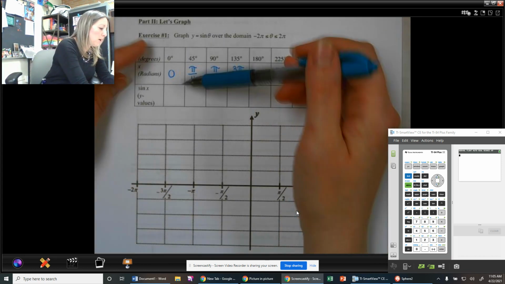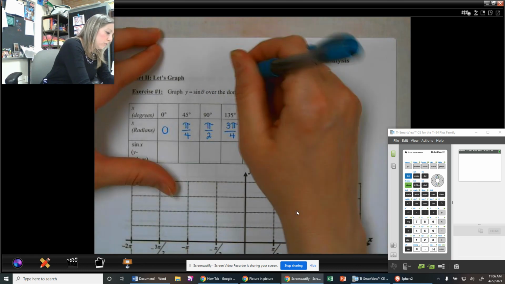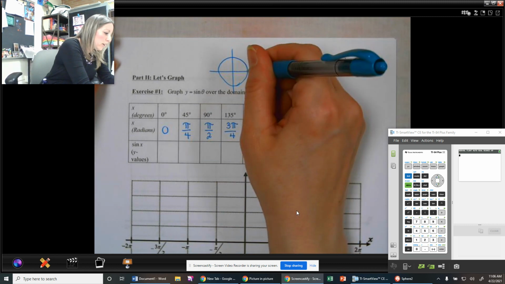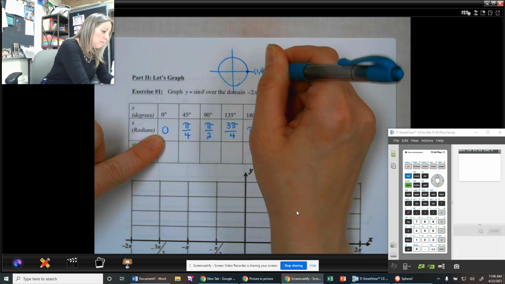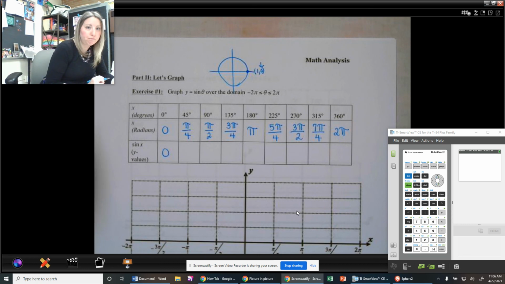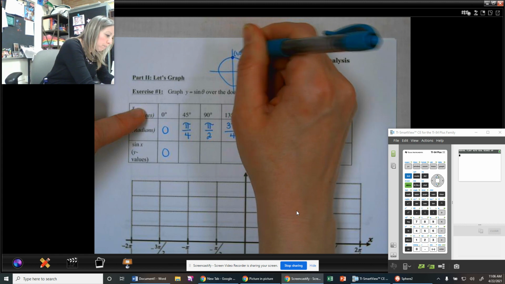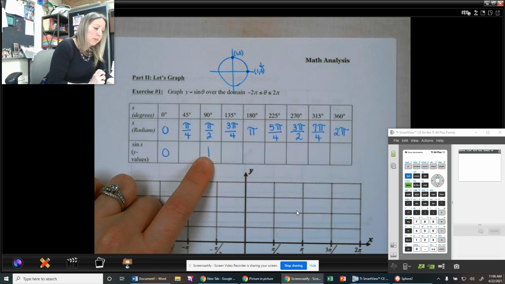Okay, so what I mean by that is at 0 degrees, so kind of think of your unit circle, and that's a terrible circle sketch, but you get the idea. Right here at 0 radians, 0 degrees, we know that this point is (1, 0). So my sine value is the y part of the coordinate. That would be 0. So at 0 radians, we're at 0 for sine. At 90 degrees up here, this point is (0, 1). So that means that for 90 degrees, our sine is 1.